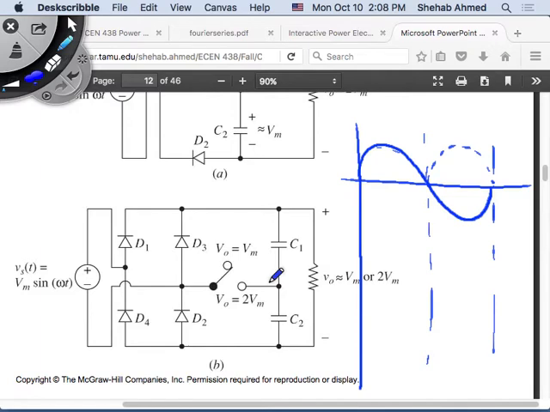214 is a very important course. I need to review it. Anyway, so this is my input voltage, and this is the output voltage when the switch is open, the full wave rectified waveform. How about when the switch is closed?